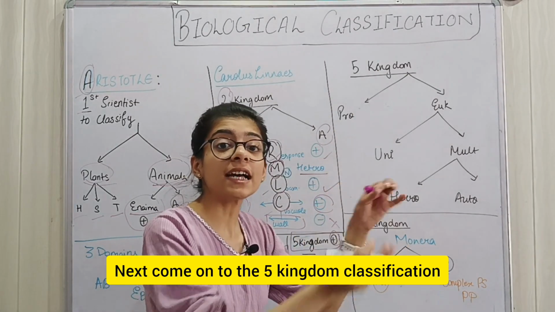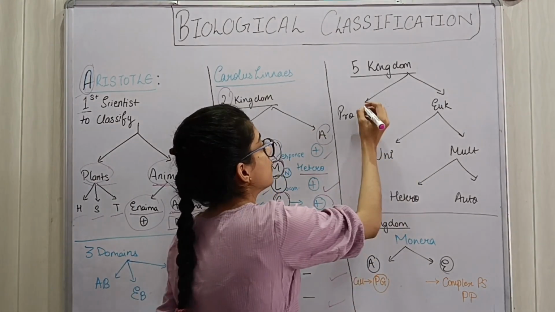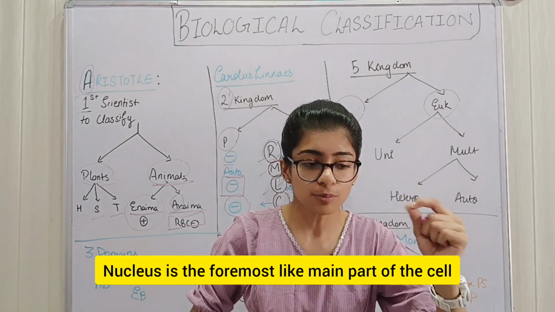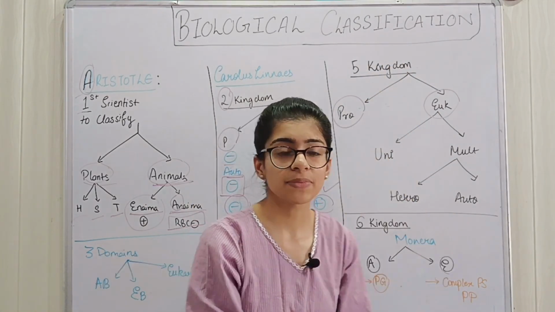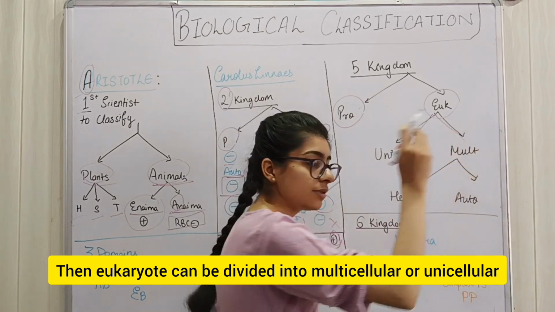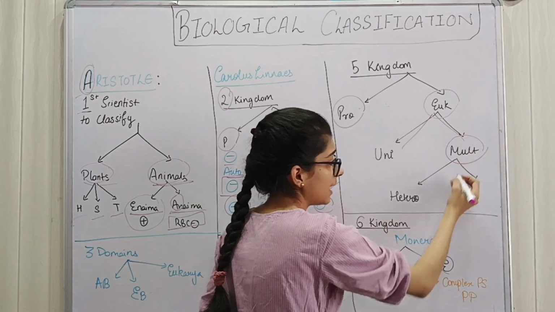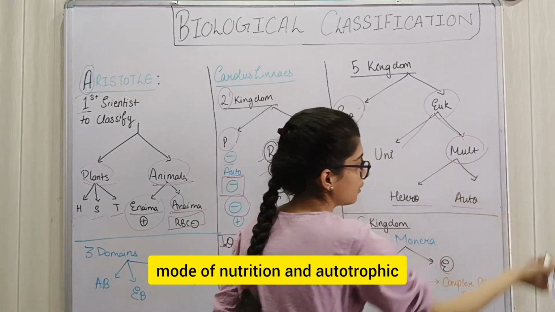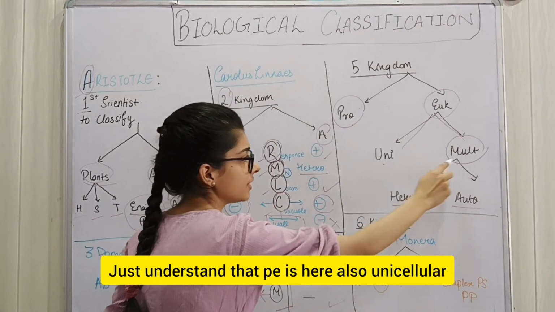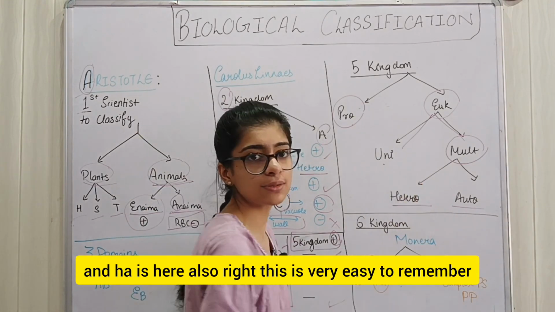Next, come on to the five kingdom classification. So, here I can justify this point, right? First of all, they divided into prokaryote and eukaryote. Nucleus is the foremost, main part of the cell. So, prokaryote, eukaryote. Then eukaryote can be divided into unicellular or multicellular. Now, if I am having multicellular, I can have heterotrophic mode of nutrition and autotrophic. Just understand that PE is here also. Unicellular, multicellular is here also and HA is here also, right? This is very easy to remember.